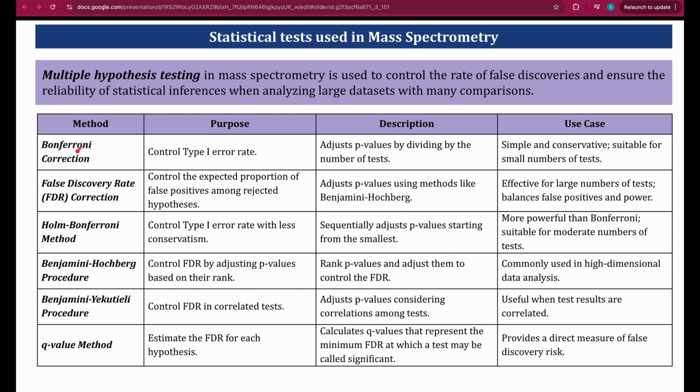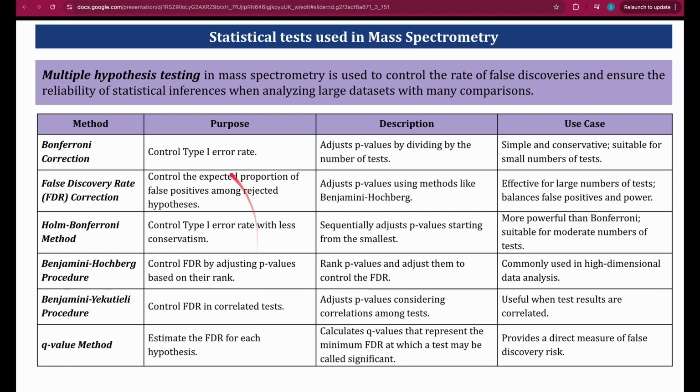Such methods include Bonferroni correction, which tries to control the type 1 error rate. What it does is it adjusts the p-values by dividing by the number of tests which have been performed. As for the use case, it is simple and conservative and suitable for a small number of tests. Then comes false discovery rate correction, which controls the expected proportion of false positives among the rejected hypotheses. It also adjusts the p-values using methods like Benjamini-Hochberg. We will discuss what this Benjamini-Hochberg method is.